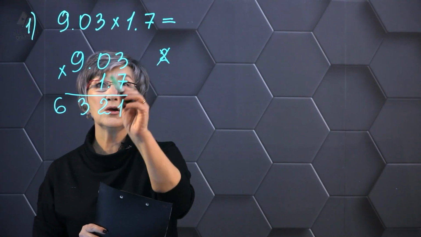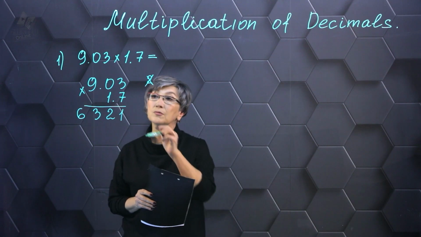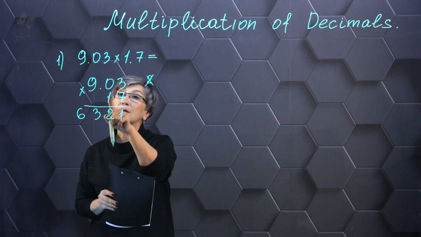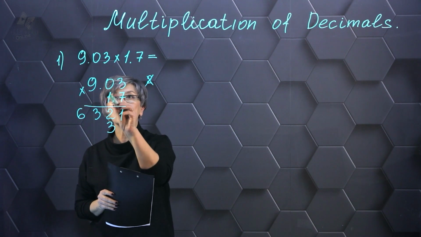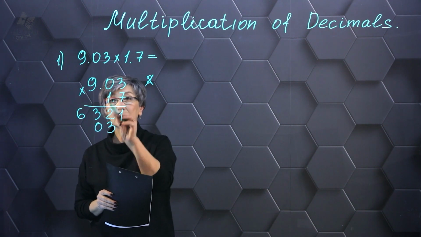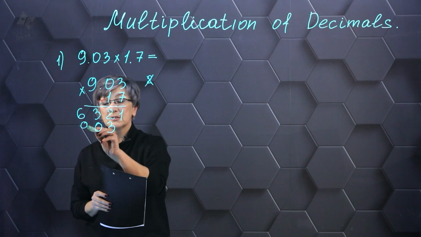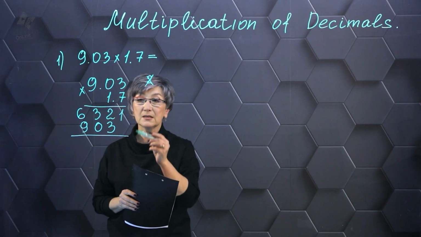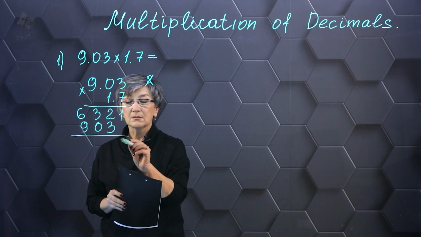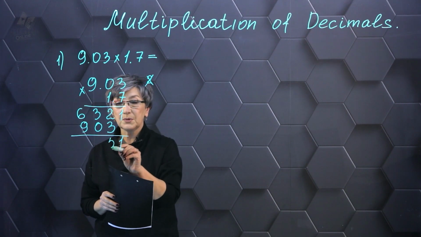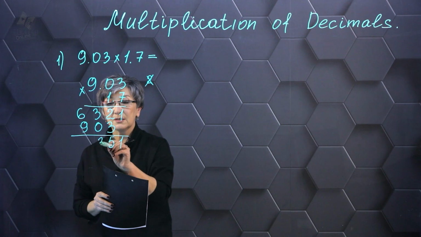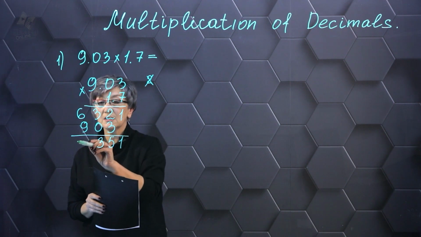Next, I perform multiplication by 1, shifting. 1 times 3, that would be 3. 1 times 0, that would be 0, and 1 times 9, that would be 9. And now I'm adding. 1 plus 0, that's 1. 2 plus 3, that's 5. 3 plus 0, that would be 3. And 6 plus 9, that would be 15.